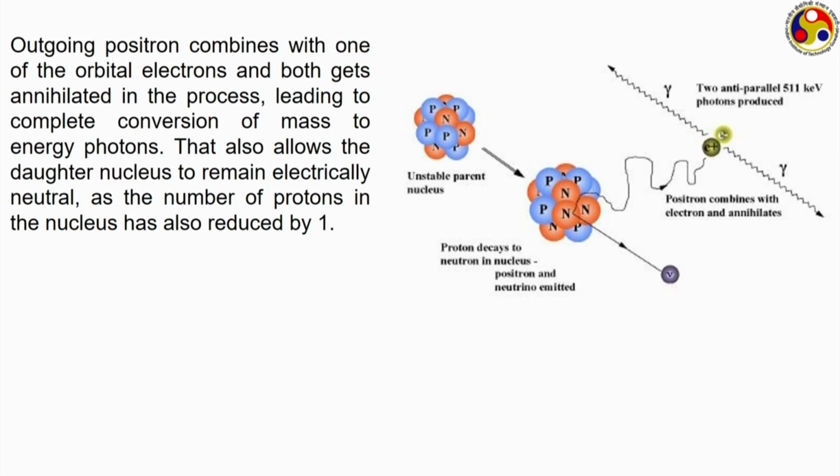So, the positron generally collides with the orbital electrons, and both the orbital electron and the positron emitted by the nucleus get annihilated, leading to complete conversion of mass to energy. Because of that, the daughter atom is also able to remain electrically neutral. So, this reaction can be written like this, where we have the positron first, which comes out of the nucleus because of this beta plus decay, and then the electron from the orbits, both getting annihilated and forming 2 photons of gamma radiation.